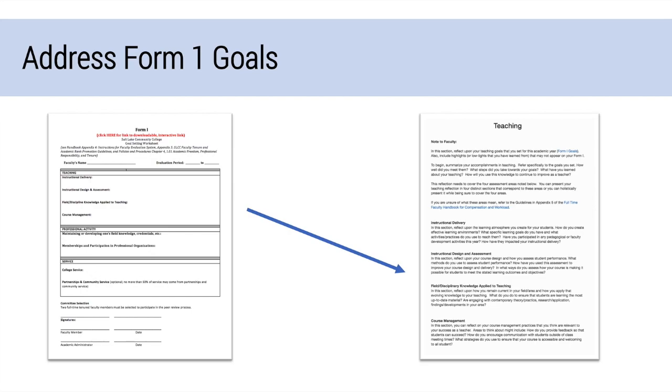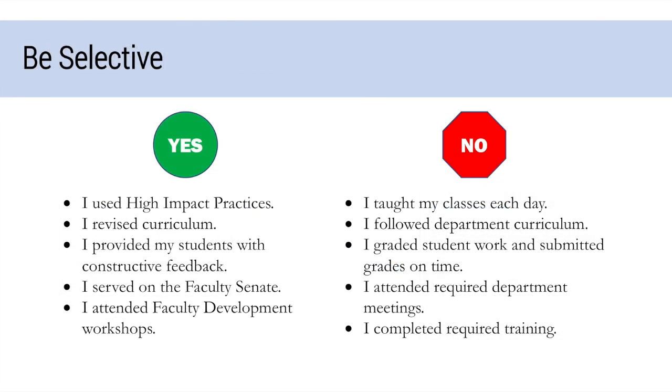As you are writing and reflecting upon your work, be selective about what you include. You want to demonstrate your excellence as a faculty member, not merely show that you met the bare minimum. For example, if you are just starting out and followed the department curriculum that was already set up for you, don't focus on the fact that you did this. Spend time reflecting on what you did with that curriculum. How did you make it effective with your students?